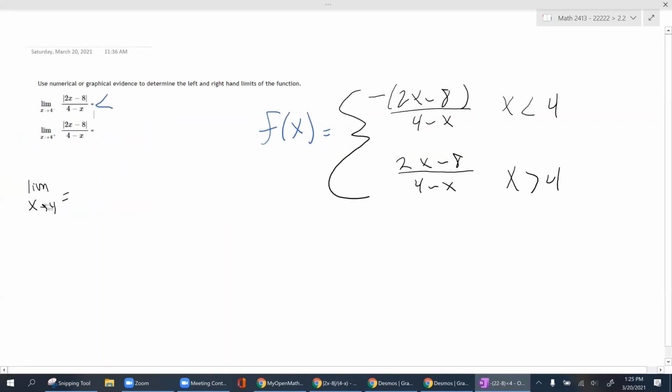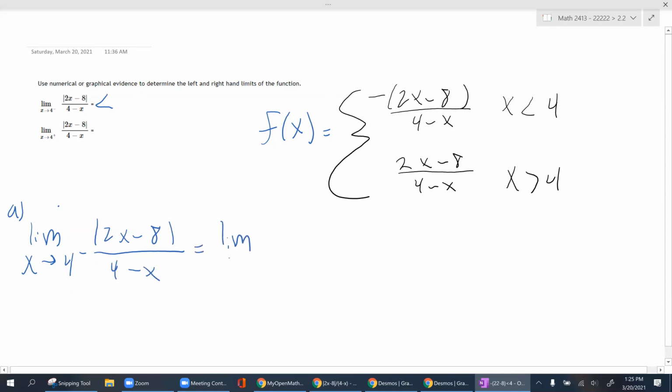Let me go ahead and write it here. The limit as x approaches 4 from the left of negative 2x minus 8. As it approaches that, we write down what was given to us, 4 minus x. This is the same thing as finding the limit as x approaches 4 from the left of negative 2x minus 8 divided by 4 minus x, right?